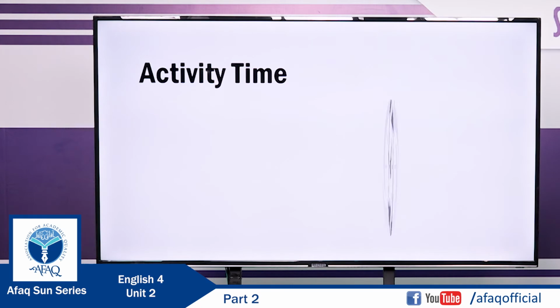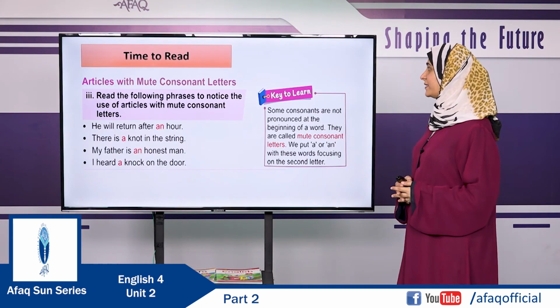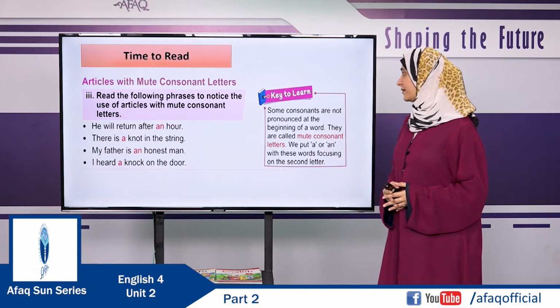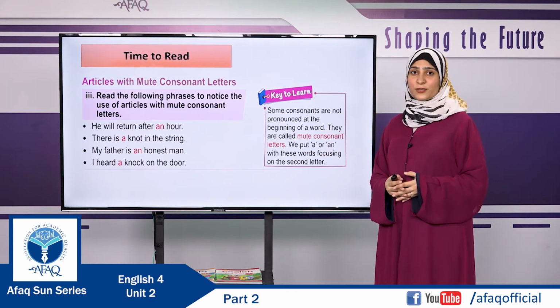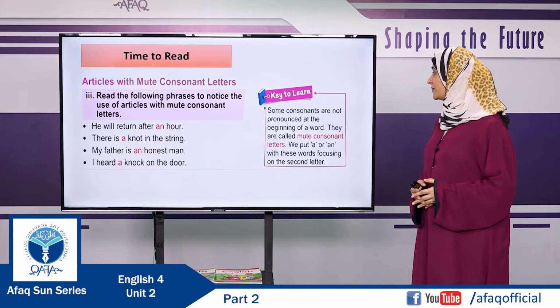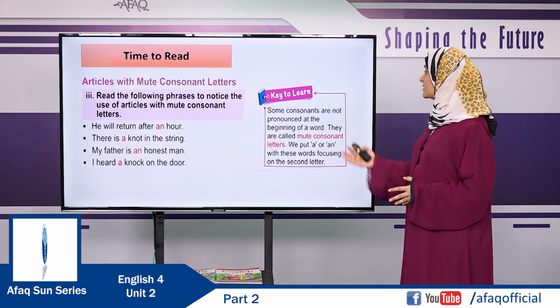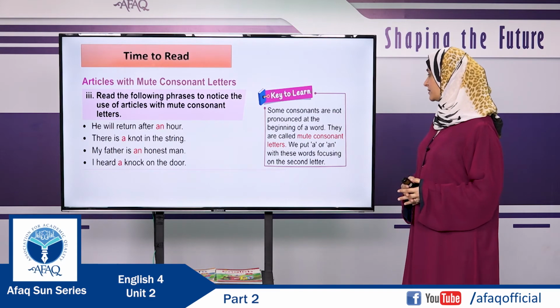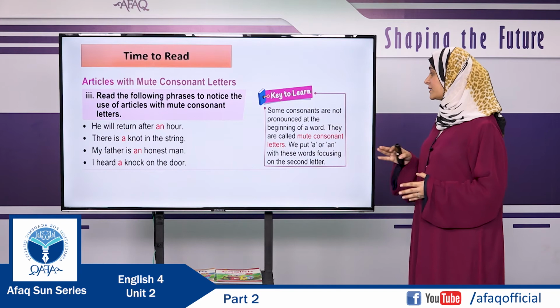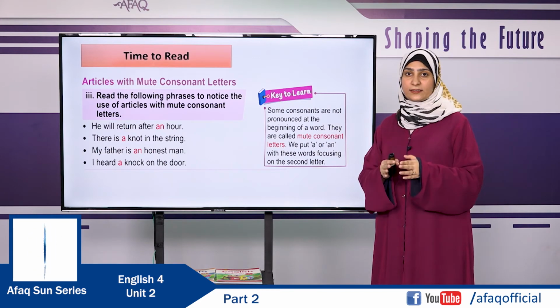Let's start our activity. In this activity, we will learn about the articles with mute consonant letters. Let's learn about the rule about it. Some consonants are not pronounced at the beginning of the word. They are called mute consonant letters. We put a or an with these words focusing on the second letter.